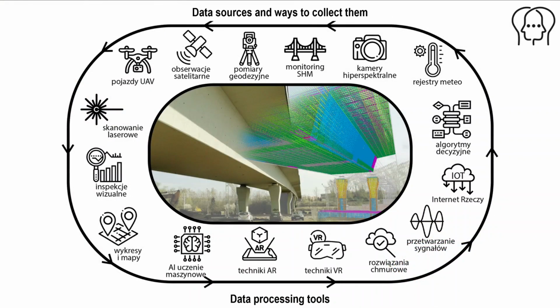The big challenge is to integrate different formats and types of data from different sources and devices. This can be, for example, reports from traditional visual inspections or with the use of drones, geodetic measurements, visible and hyperspectral imaging, point clouds obtained as a result of laser scanning or photogrammetry, data from satellite observations in the form of interferometric radar images, measurement results from SHM monitoring systems, and even data from meteorological registers.